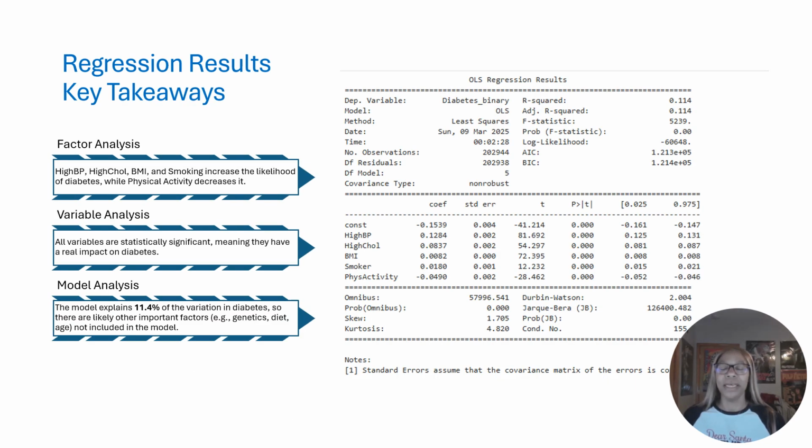This model looks at how factors like high blood pressure, high cholesterol, BMI, smoking, and physical activity affect the likelihood of diabetes. It shows that high blood pressure and others increase the risk of diabetes, while physical activity reduces the risk of diabetes. However, these factors only explain about 11% of why some people get diabetes and others don't. So there are likely other important factors that we're missing with this model. The model is statistically significant, but there is room for improvement.